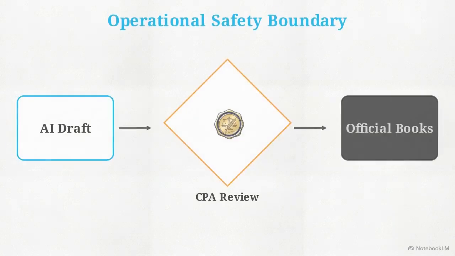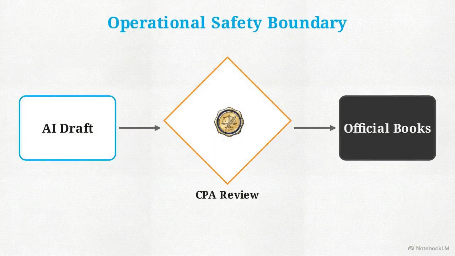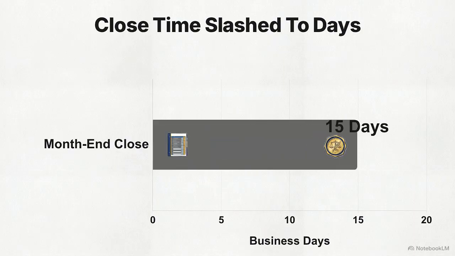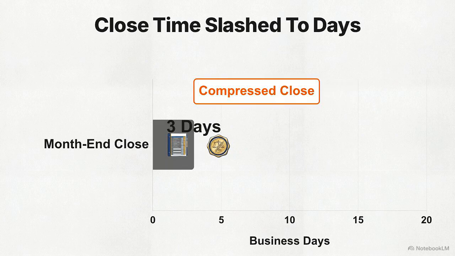This logic gate illustrates the strict operational safety boundary. AI is only permitted to draft journal entries. Your human CPA must perform a mandatory review and manually post them to the official books. By aligning your expectations with the CPA through this checklist, a month-end reconciliation process that used to drag on for weeks is compressed into just a few days.